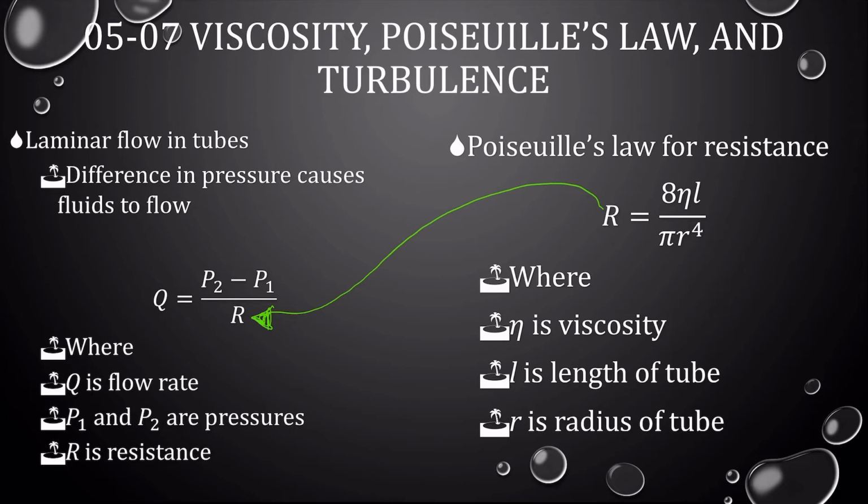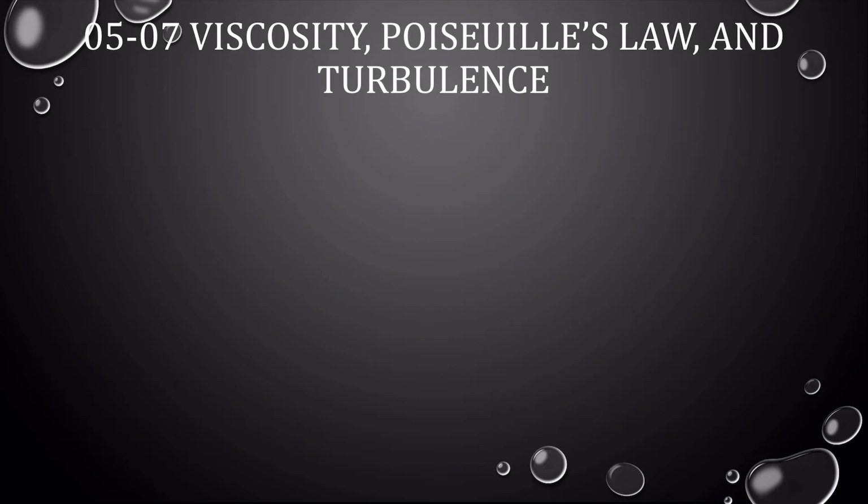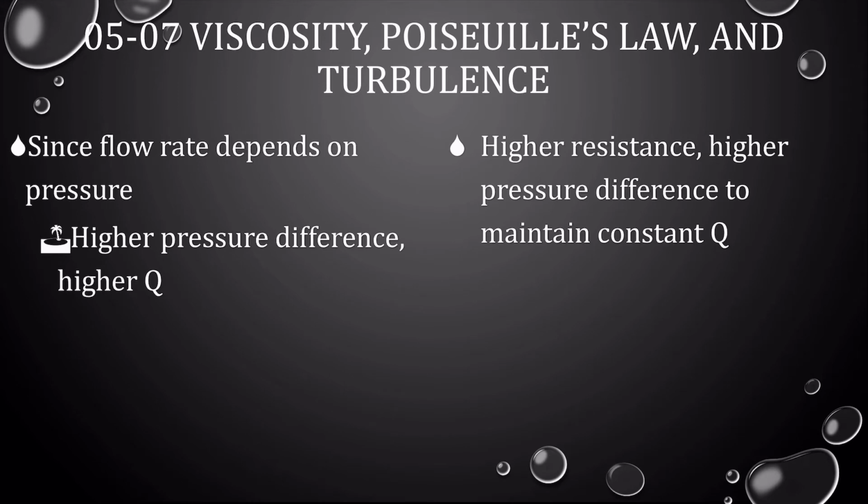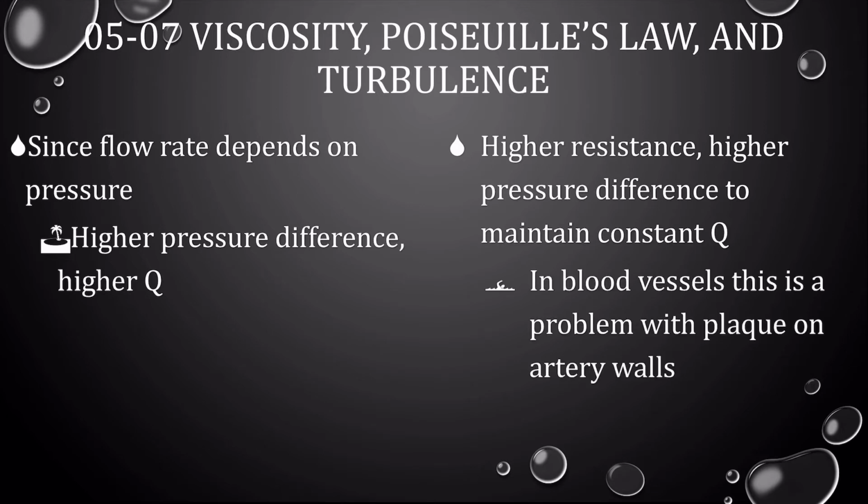Notice it's r to the 4th. That indicates that the resistance is most affected by the radius. Since the flow rate depends on the pressure, a higher pressure difference means a higher flow rate. However, a higher resistance means a higher pressure difference is needed to maintain the constant flow rate.